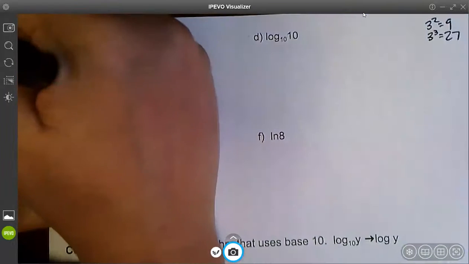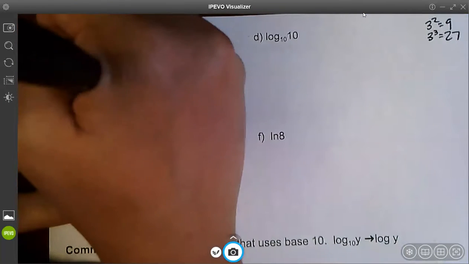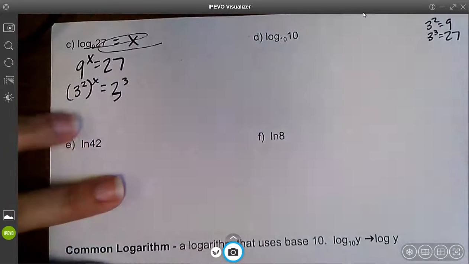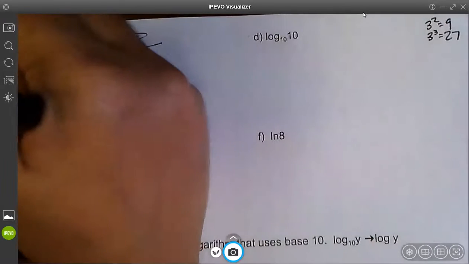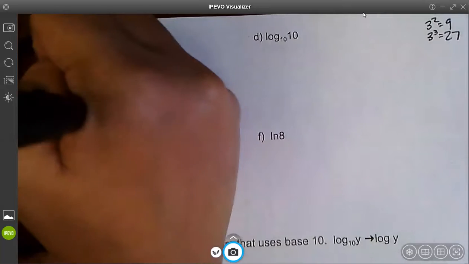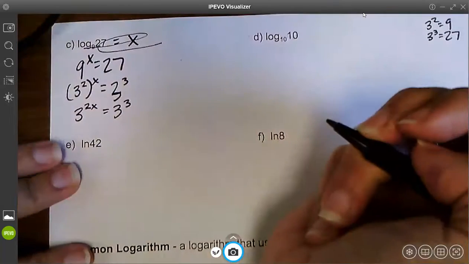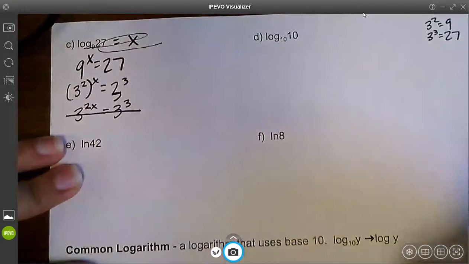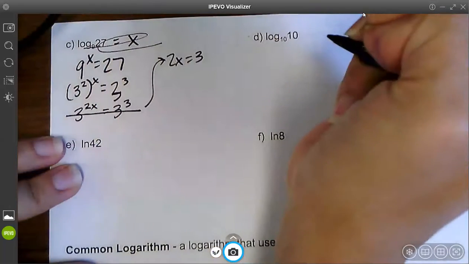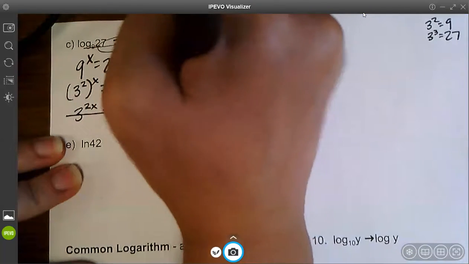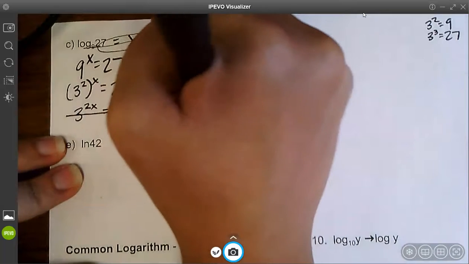So I can change this to be 3 squared to the x, and 27, oops, is 3 cubed. Sorry, I almost wrote 2. Raise a power to a power, you're multiplying. 3 to the 2x equals 3 cubed. The bases are the same now, so you can cancel those out. 2x equals 3. Divide both sides by 2. X equals 3/2.